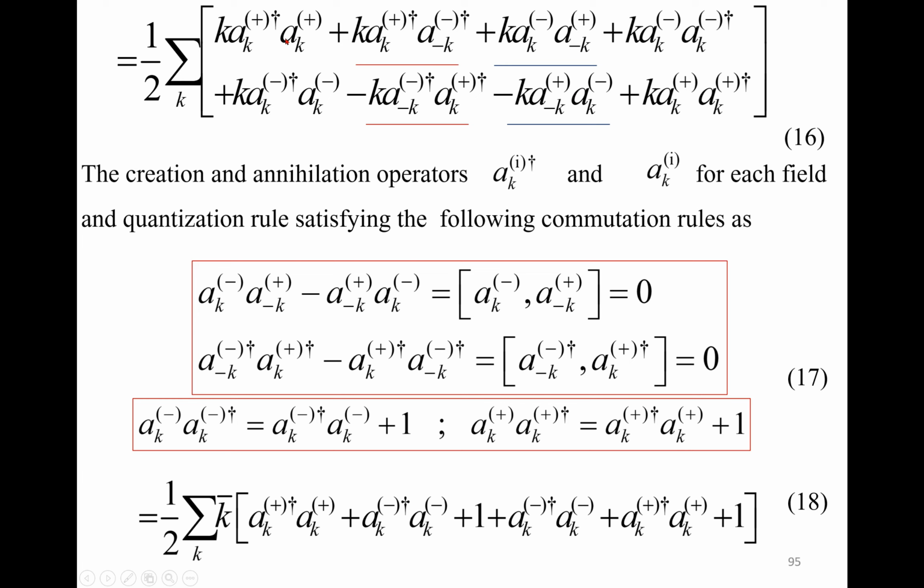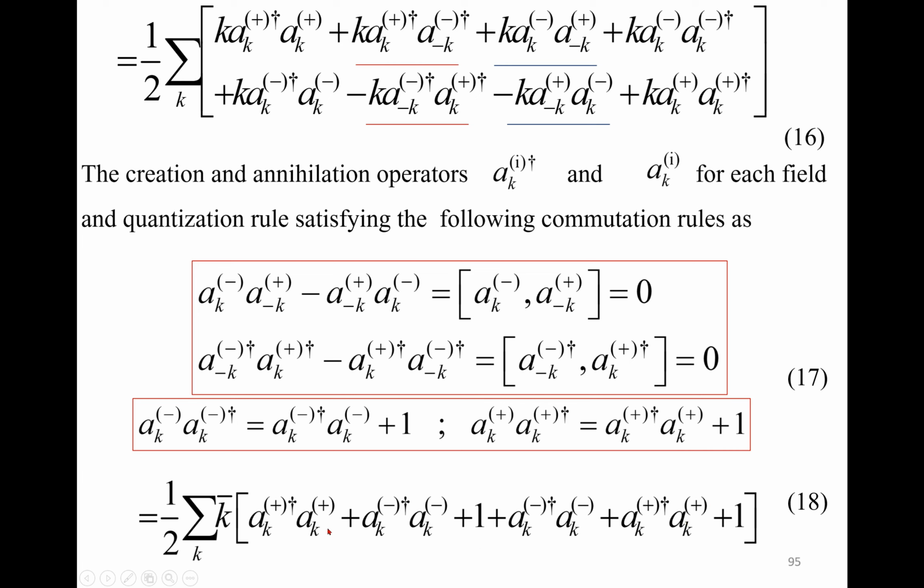I can now pull the K vector out and take the first term. I have written it as it is. Go to the fourth term. This term can be written as a_k minus dagger, a_k minus plus 1. So the fourth term can be written exactly like this. And I have written the fifth term as it is, same thing. And the last term, I have used this expression and I have replaced it with a_k plus dagger, a_k plus 1.